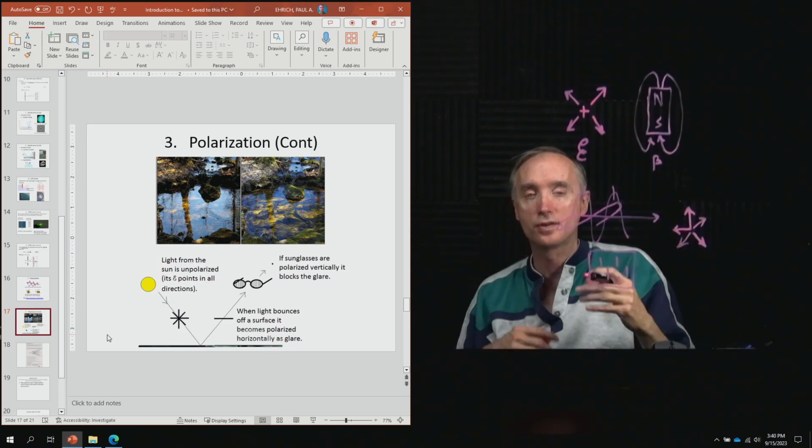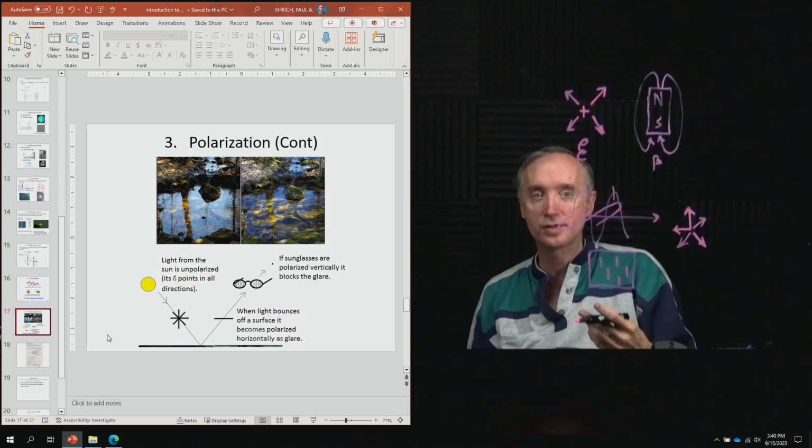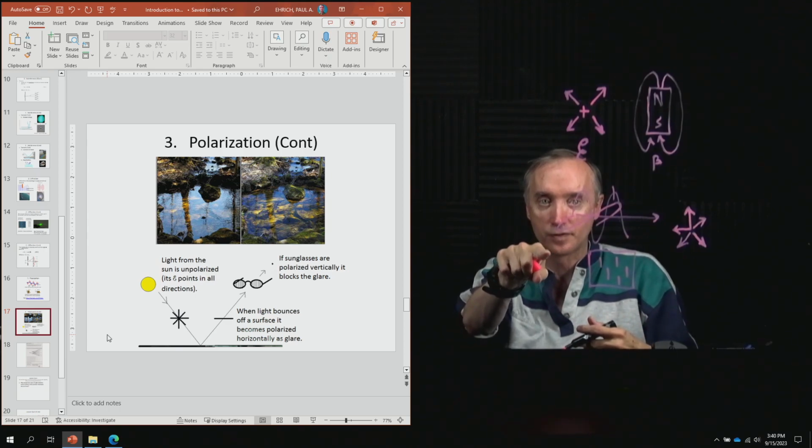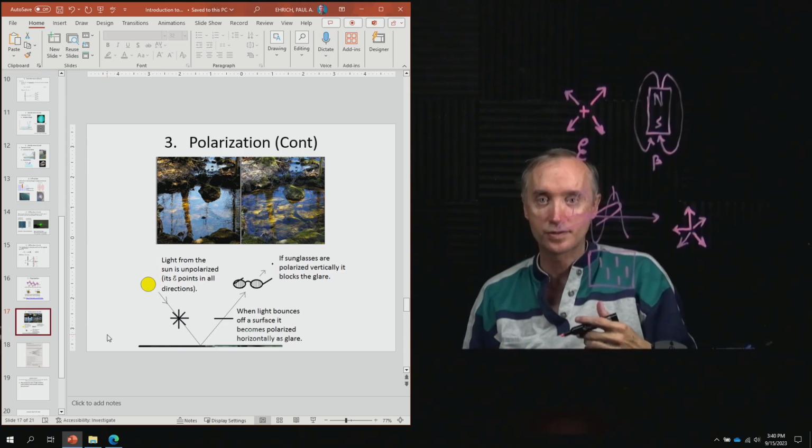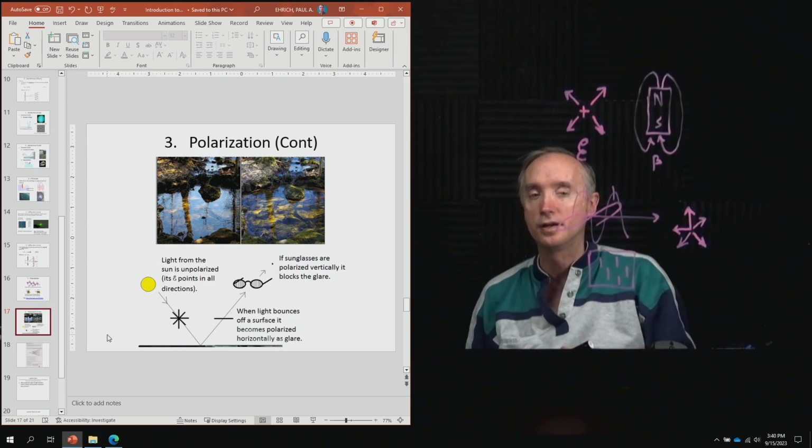So we would say that the light that's coming from the sun is unpolarized. It doesn't have a particular direction. And so that's the reason why there's that kind of a star thing. That's the polarization of the light coming from the sun.